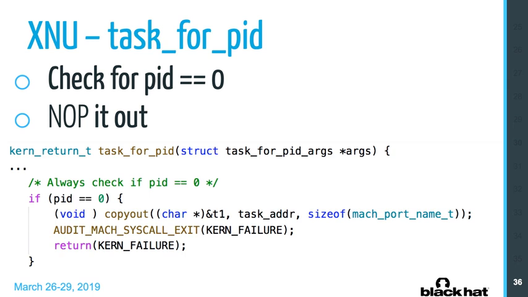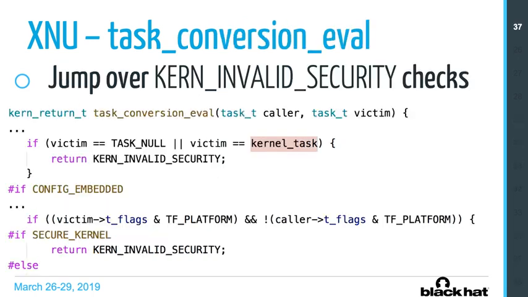So for XNU patches, the first thing is task_for_pid. That's the way how all the jailbreaks export the kernel task port. And the kernel task port is the way to easily read, write, and even allocate memory in a kernel. Of course, there is an explicit check if we're trying to request the task port for the kernel. If PID equals 0, return KERN_FAILURE. Just, if we can patch a kernel, just patch it out.